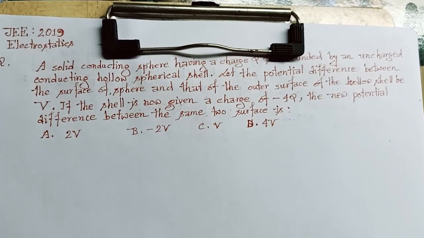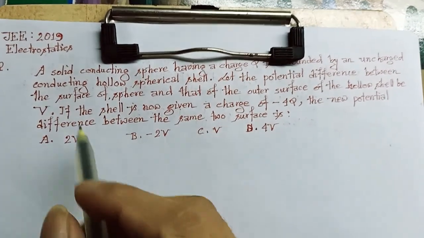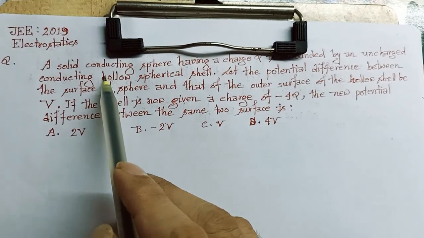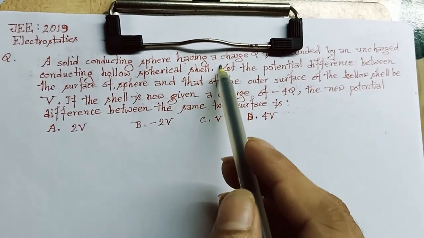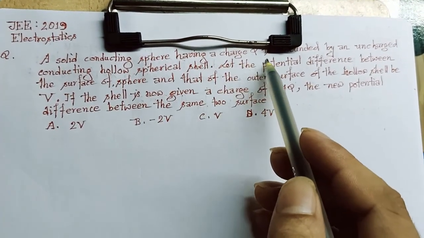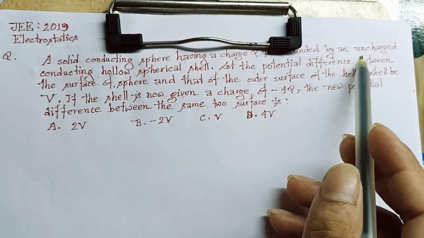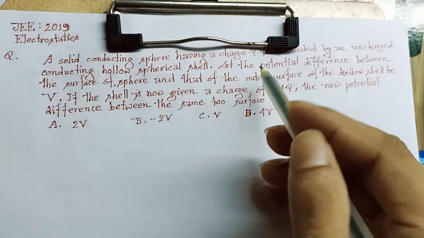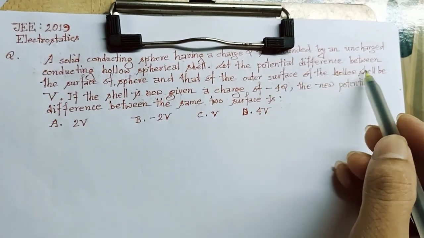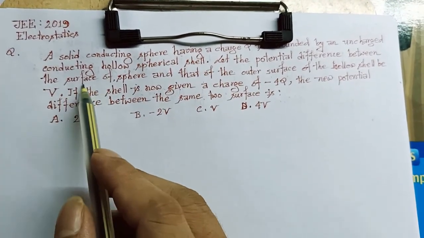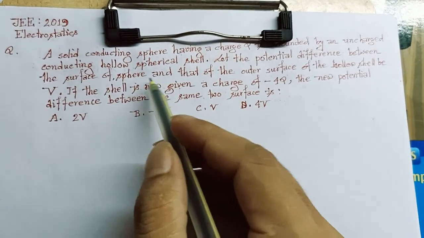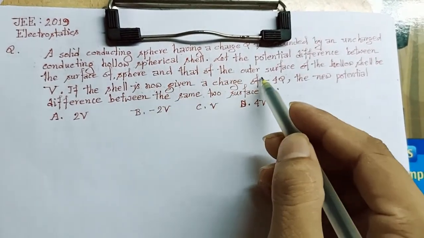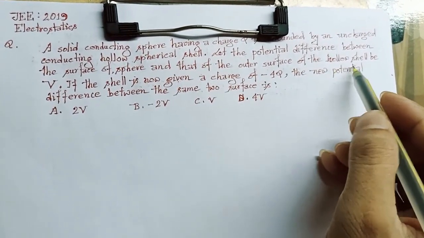Question from J 2019 from electrostatics. In this question it is given that a solid conducting sphere having a charge Q is surrounded by an uncharged conducting hollow sphere, a spherical shell. Let the potential difference between the surface of the sphere and that of the outer surface of the hollow shell be V.